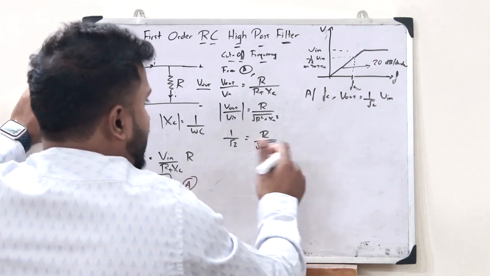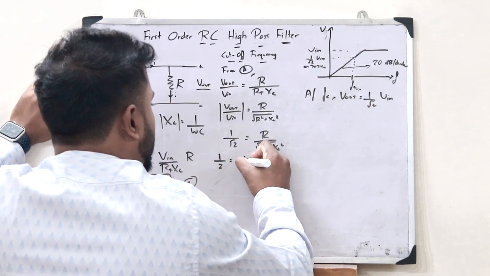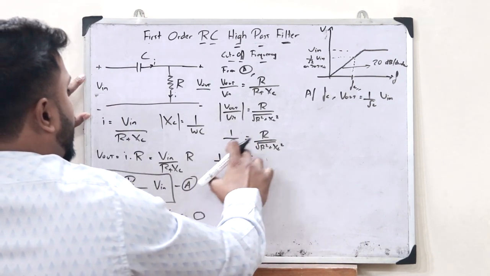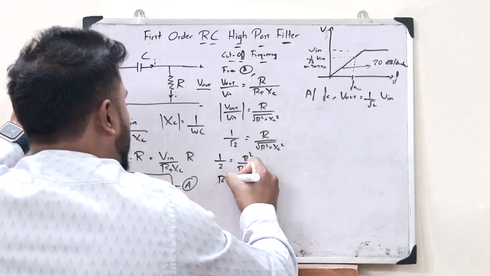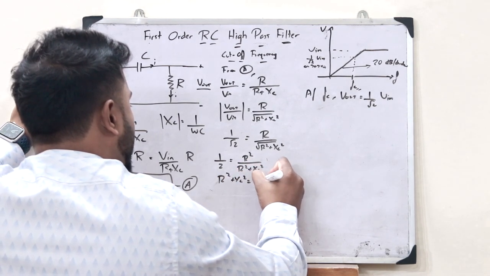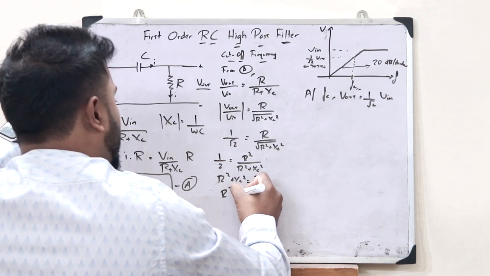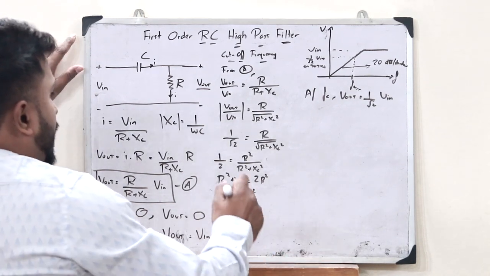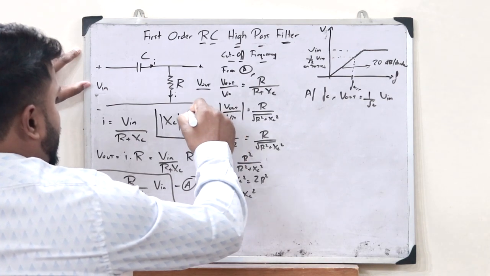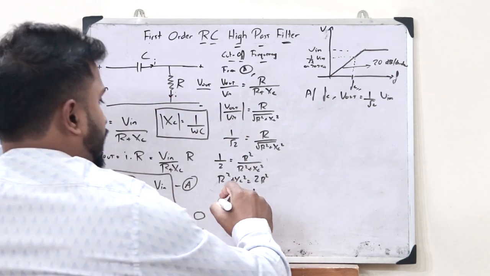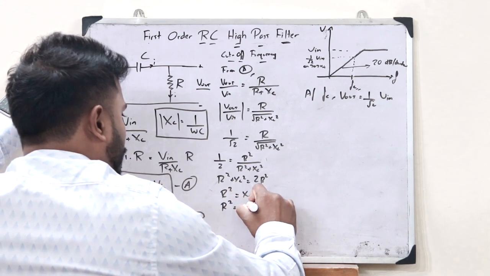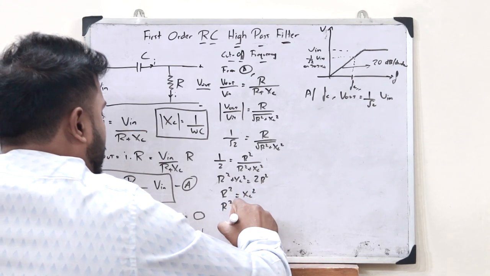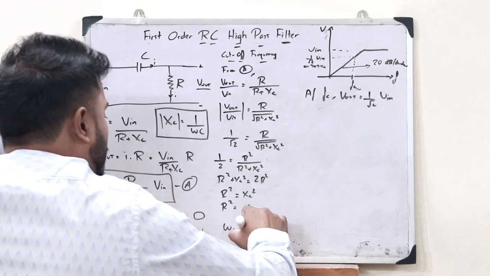Upon squaring this, we would get 1 by 2 is equal to R squared divided by R squared plus XC squared. Now, upon cross multiplication, we would get R squared plus XC squared is equal to 2R squared, which implies that R squared is equal to XC squared. But we know that the value of XC is equal to 1 divided by omega C. So therefore, this implies that R squared is equal to 1 divided by omega squared C squared. So therefore, omega is equal to 1 divided by RC.